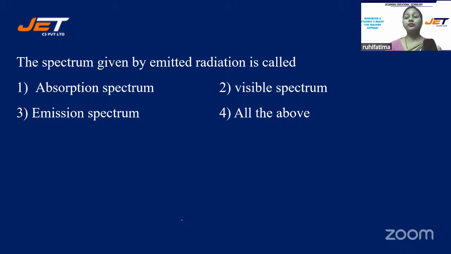The spectrum given by emitted radiation is called, and your options are number one, absorption spectrum, option number two, visible spectrum, option number three, emission spectrum, or is it option number four, all the above?